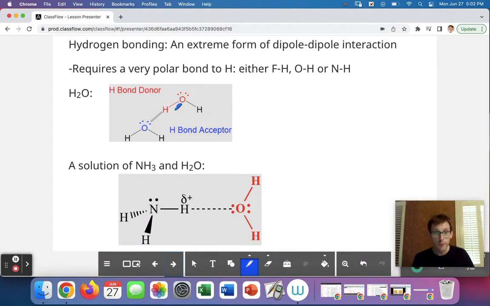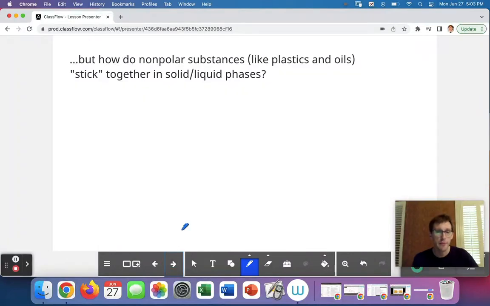So with water, we saw before, we have a hydrogen of one water molecule and the oxygen of another. Also, we could have a solution of NH3 and H2O where there's hydrogen bonding as the H from the NH3 and the O from the water are attracted, or the H from the water and the N from the NH3 would also be attracted to each other. I could draw an interaction like this just as well. All right, so that's hydrogen bonding.